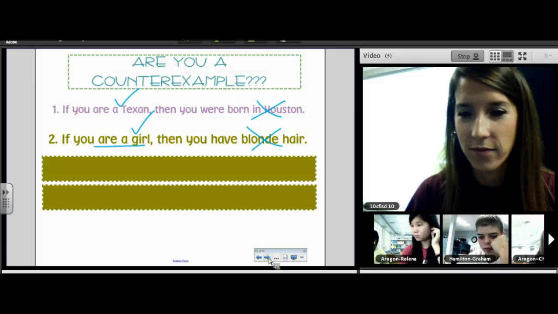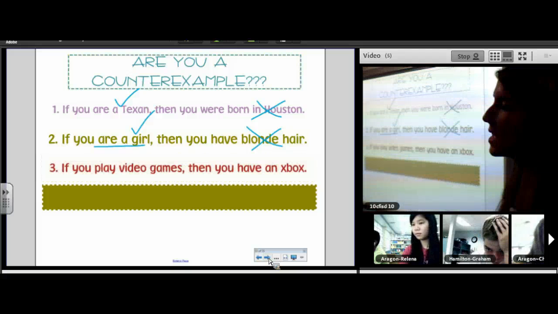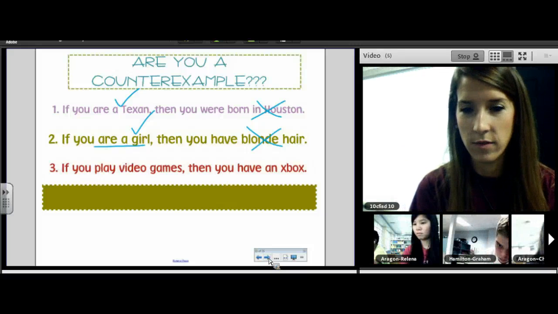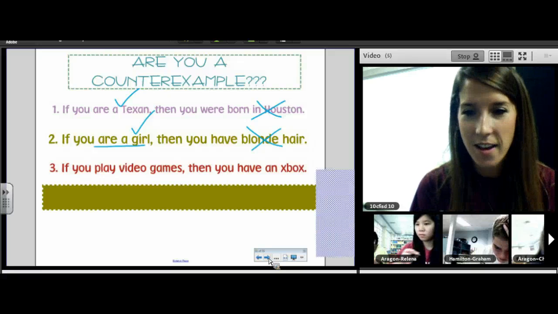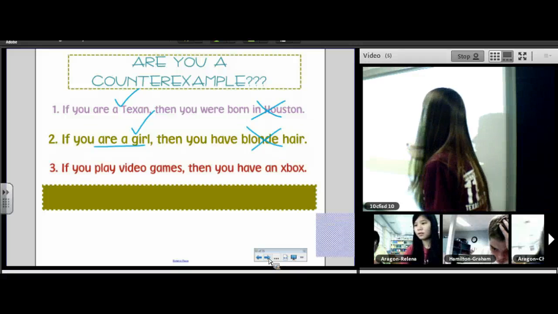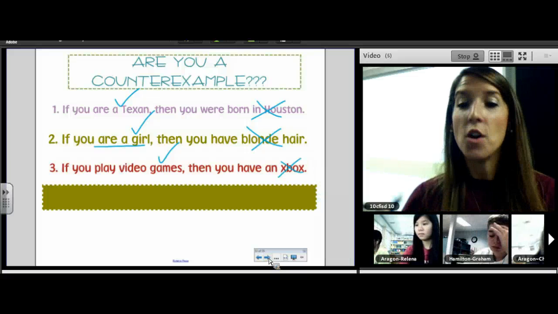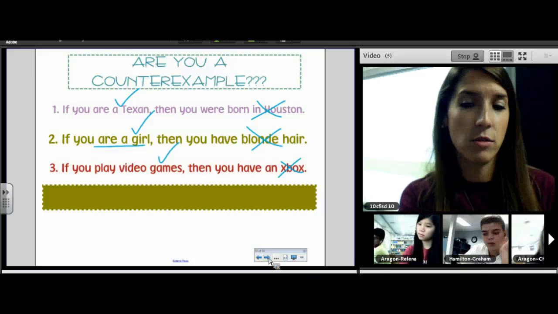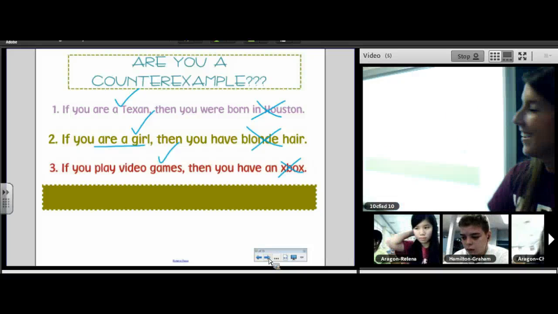Okay. Let's try another one. Let's keep going. If you play video games, then you have an Xbox. Who is a counterexample? You are, Idril? Okay. So that means you do play video games, check. But you don't play them on an Xbox. You play them on the PS4, you play them on the Wii, right? Or you play them on the computer or a PS3. But if you also have an Xbox too, then you're not a counterexample. Wii U. Okay. Last one.